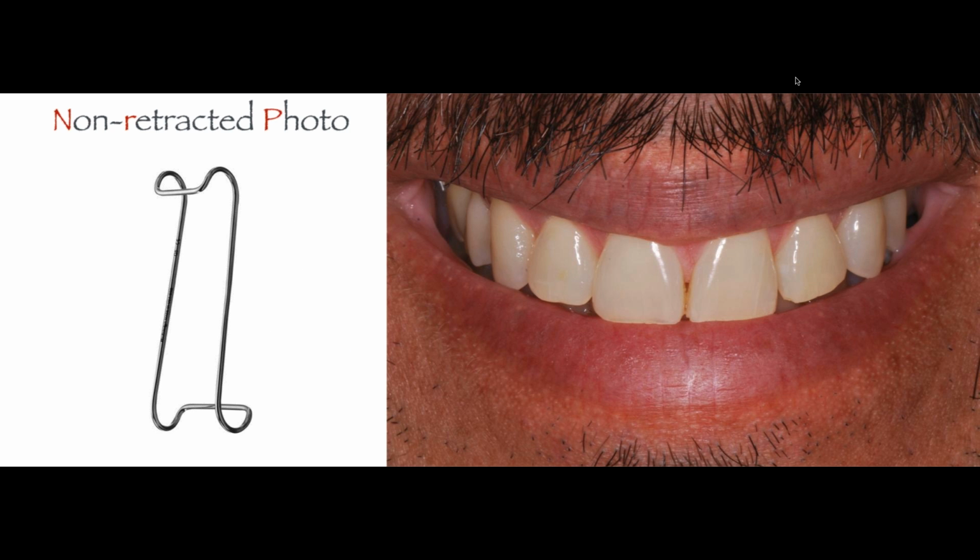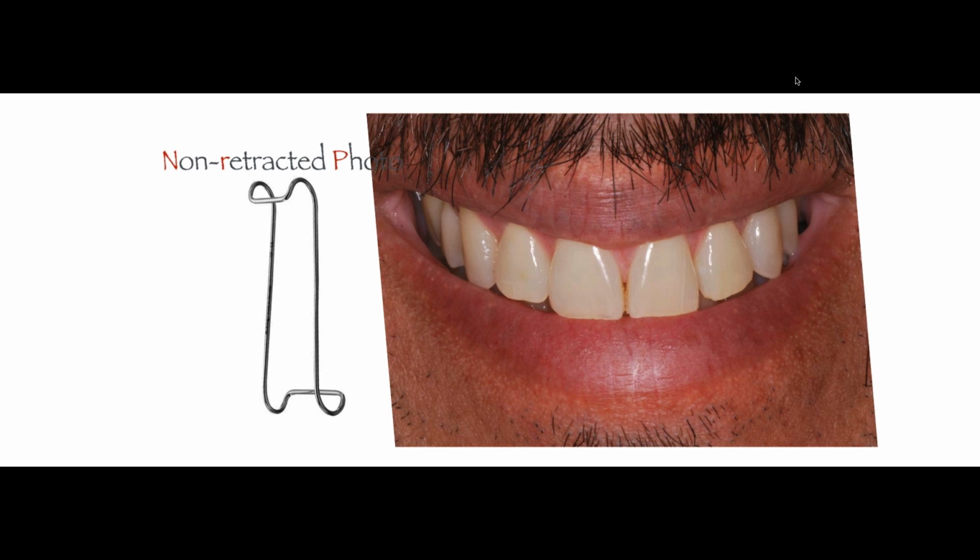So the first photo, non-retracted photo. This is the typical photo of a smile. There are no retractors involved here. We just ask the patient, and I always tell the patient, to close the lips, just relax the lips, and then I'm going to count to 3: 1, 2, and 3. And when I say 3, I want him to give me a very nice and natural smile. When I say 3, I'm ready for the shot because I want to catch that smile.